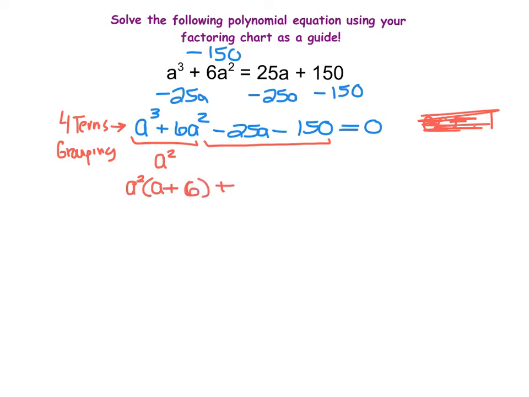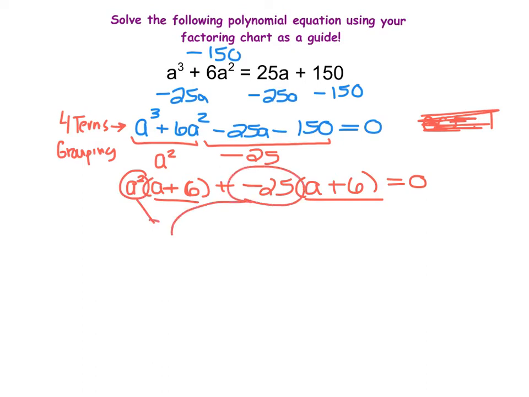And then from here, I know that I want to get a matching parenthesis piece. So if I want to get just a inside of those parentheses, I now need to factor out a negative 25. So if I factor out a negative 25, what I end up with inside of the parentheses is a plus 6. And then I still have that equals 0 off to the right. So here I notice that I have matching parenthesis pieces, which means that I can group these two greatest common factors out in front together. So I can write a squared minus 25 times a plus 6 is equal to 0.